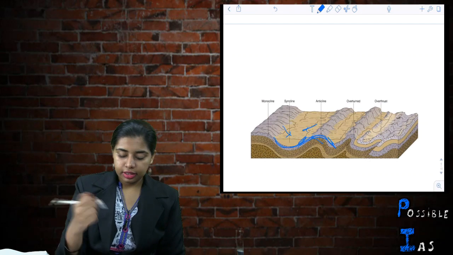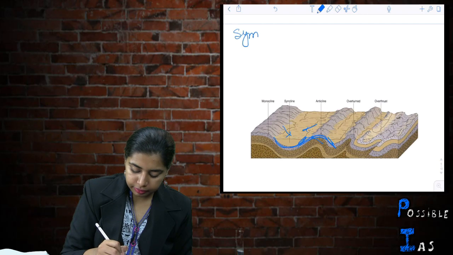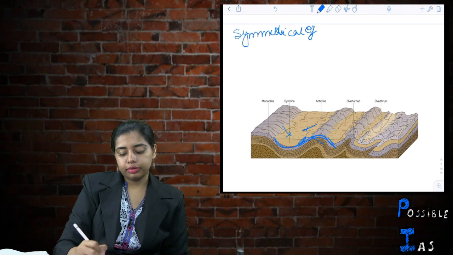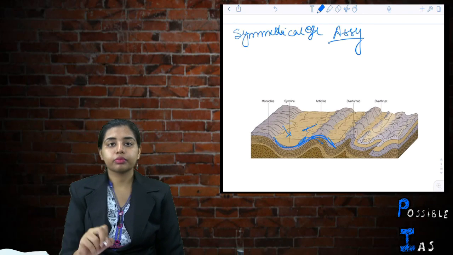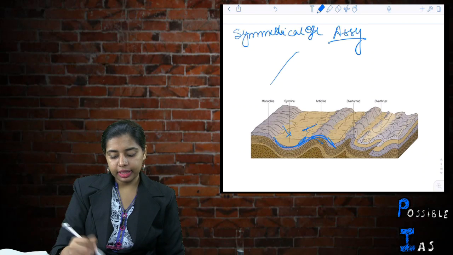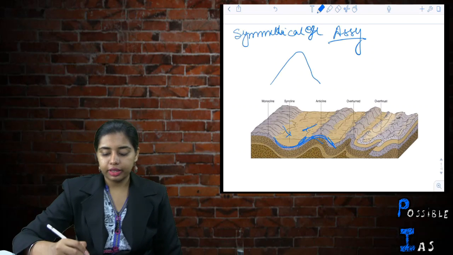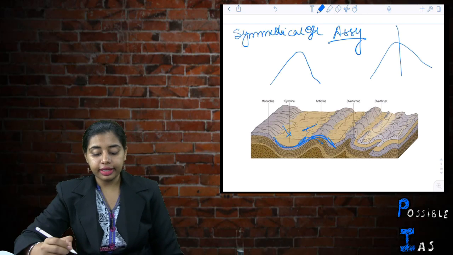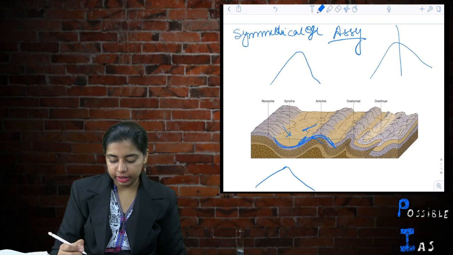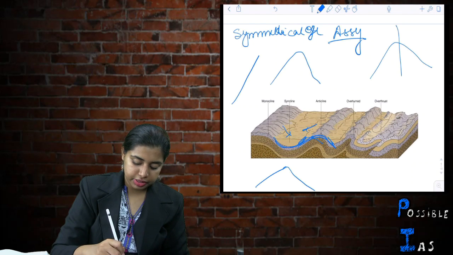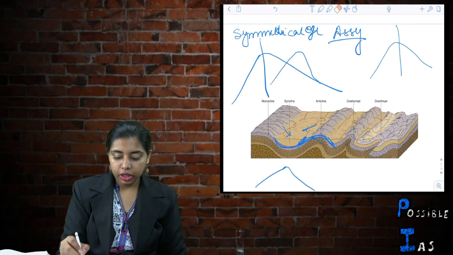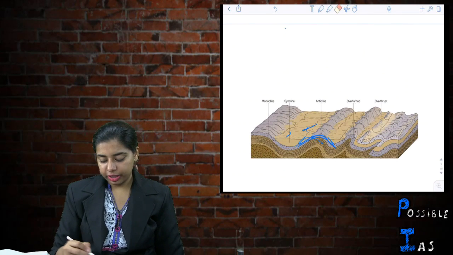So now what is the next one? The next thing is that folds can be either symmetrical or asymmetrical, right? When both limbs are of equal gradient, then it is a symmetrical fold. But if one limb is steeper and one is gentler, then it is known as asymmetrical. So this is an asymmetrical fold. Okay. Now these asymmetrical folds can be of various types.